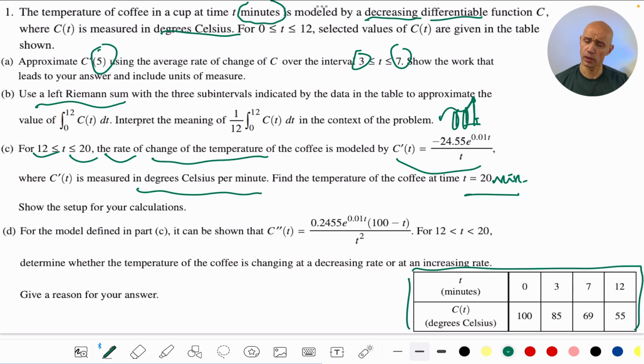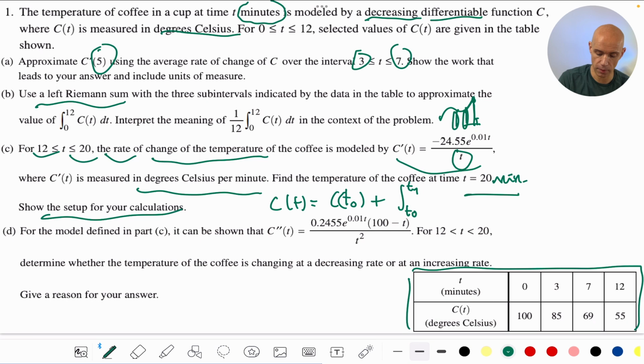Well, for that we will need to integrate, and in this case, yes. Even though this integral has this factor t here, we will use Desmos or a numerical calculator to do it, and then show the setup for your calculations. This is very important. You cannot just go and do it and show the number. You have to show the setup. Basically, the temperature of the coffee is the temperature of the coffee at your initial time, in this case 12 minutes, plus the integral from your initial time to your final time of your derivative function dt. And this is usually done with a calculator. Let's say Desmos, sure.